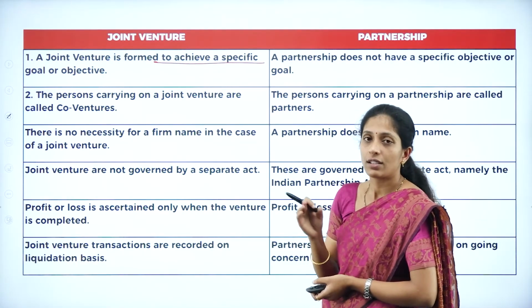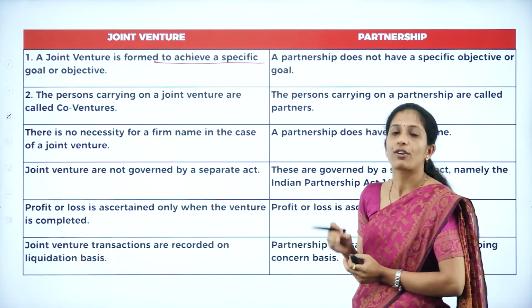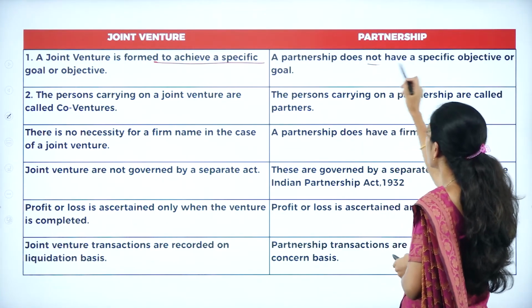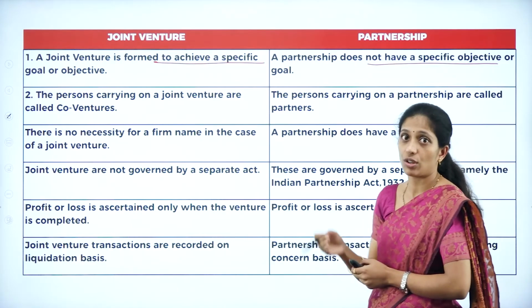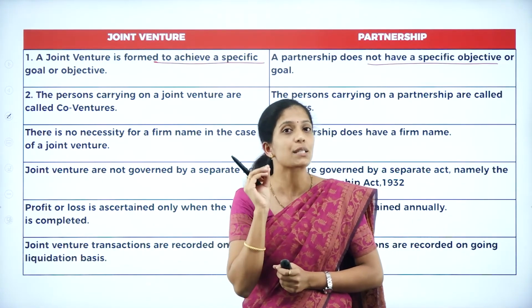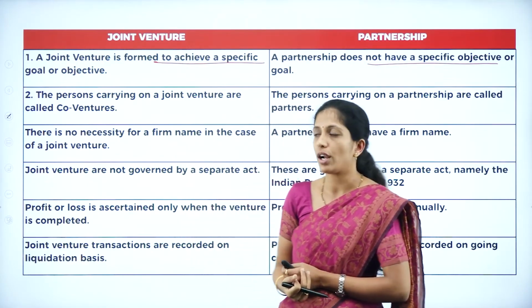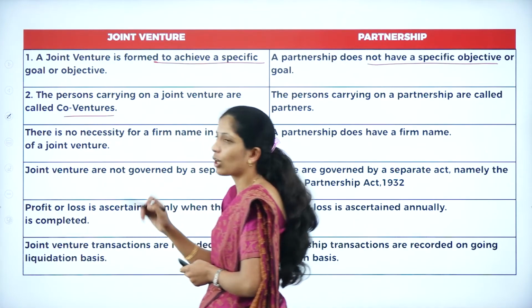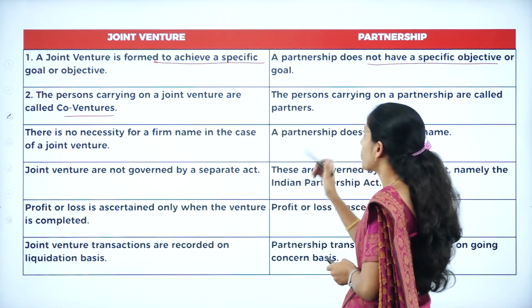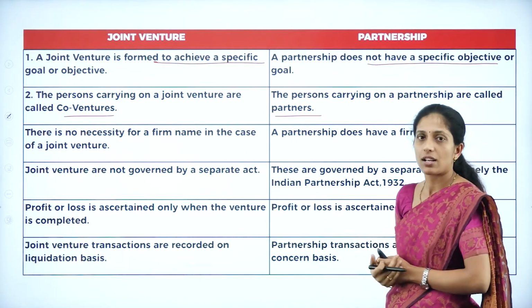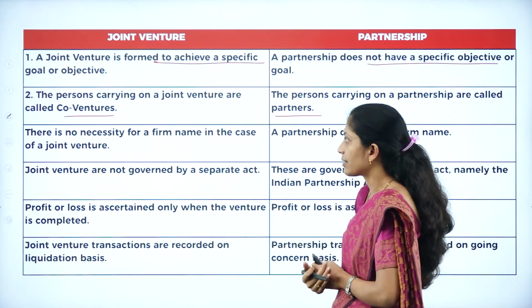Of course, we know the joint venture is mainly formed in order to achieve a specific goal or objective, whereas partnership does not have a specific objective. So their main aim is to earn profit, but they do not have a specific objective like a joint venture. The persons who undertake the joint venture are called co-venturers, and in a partnership firm, the parties are called partners.